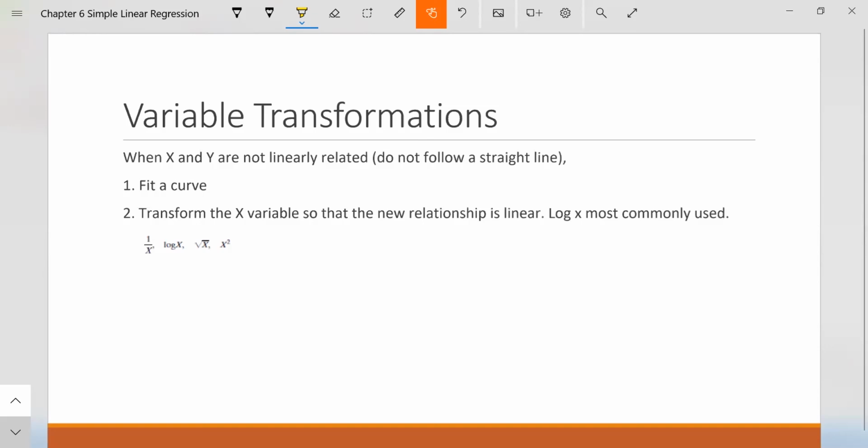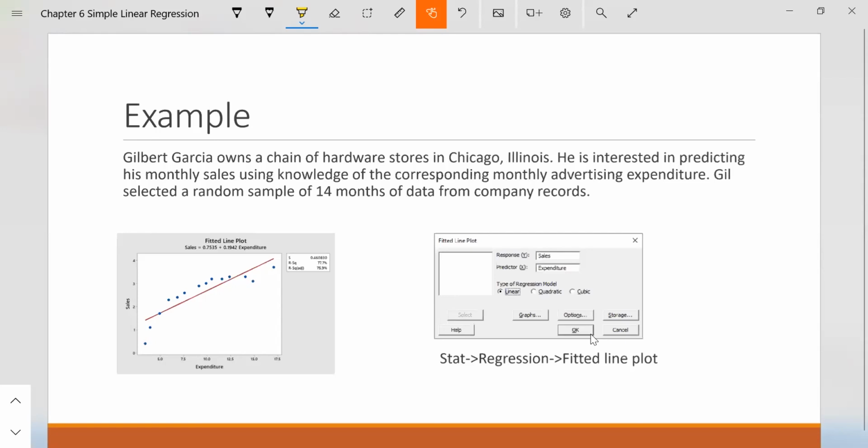So to make it linear, there are several potential options listed. You can take the reverse of X, you can take log of X, you can take square root of X, or you can take X squared, okay? And actually log of X is used quite often. So let's take a look at an example.